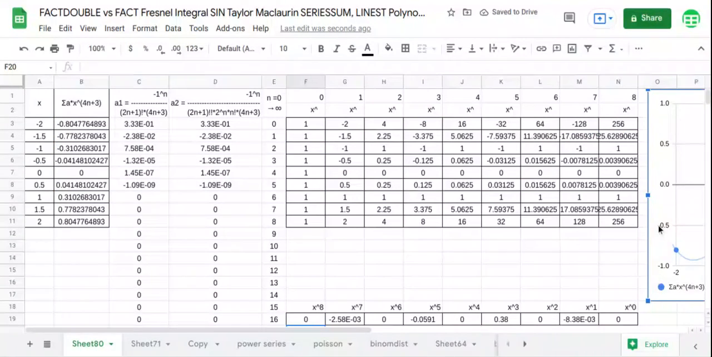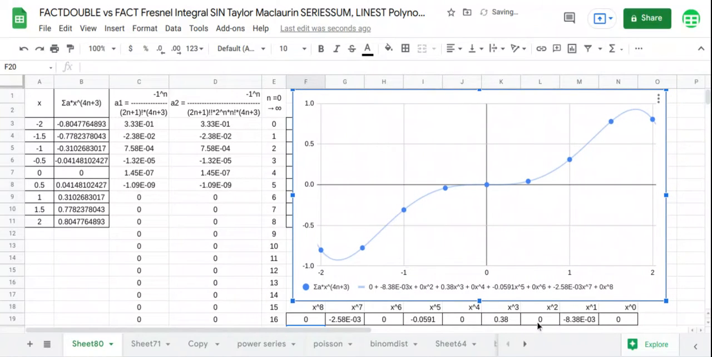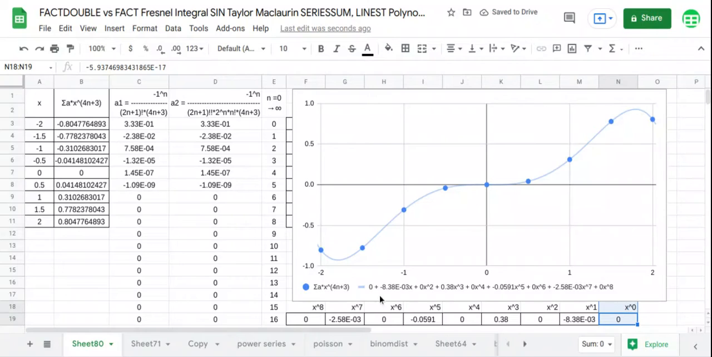Now let's compare the coefficients of the polynomial regression. Starting with x to the 0, 0. Coefficient of x, minus 8.38 times 10 to the minus 3. Coefficient of x squared, 0. Coefficient of x cubed, 0.38. Coefficient of x to the fourth, 0. Coefficient of x to the fifth, 0.0591. Coefficient of x to the sixth, 0. Coefficient of x to the seventh, 2.58 times 10 to the minus 3. Coefficient of x to the eighth, 0.